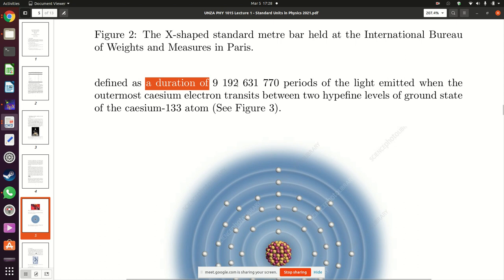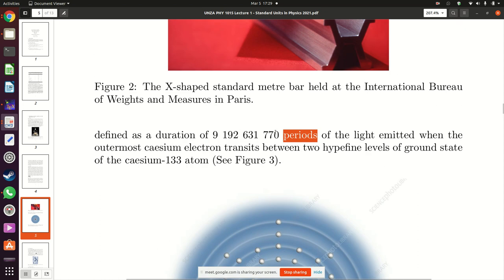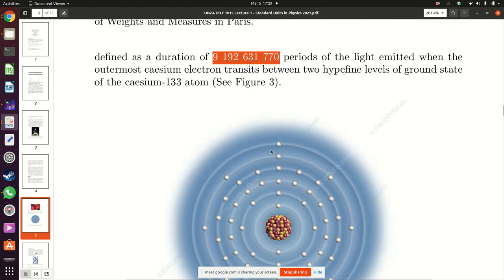9,192,631,770 periods. The period is the time it takes a wave to cover the distance of a wavelength. The light being emitted by this cesium is a wave. Light is waves. Every wave has got a period, which is a duration of time. So that duration of time emitted from this cesium atom, times this number. This is a very, very small period, a very, very small duration of time. This small duration of time multiplied by this number, that is what gives you 1 second. Is this clear?